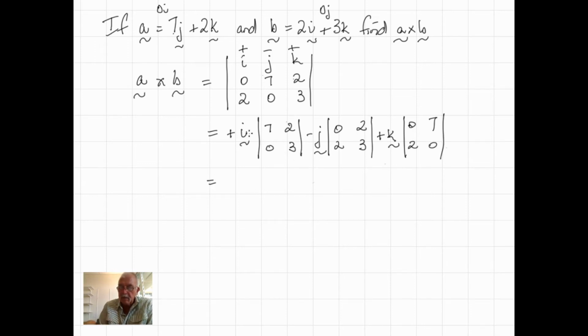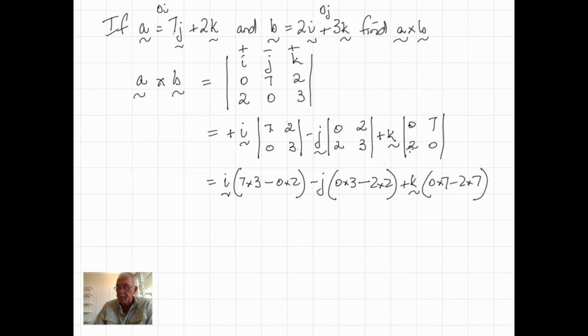We can now calculate the determinant of a 2 by 2. So we've got I. We do the leading diagonal first, 7 times 3, minus, always minus, 2 times 0 or 0 times 2, minus J, 0 times 3, minus 2 times 2, plus K, 0 times 0, minus 2 times 7. So it's that times that, minus 2 times 7.